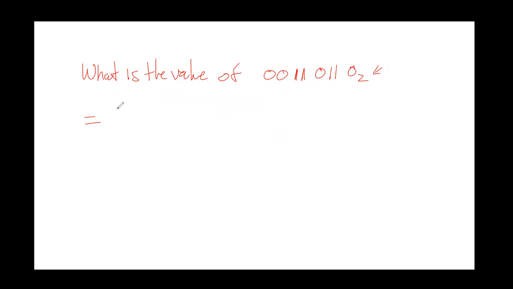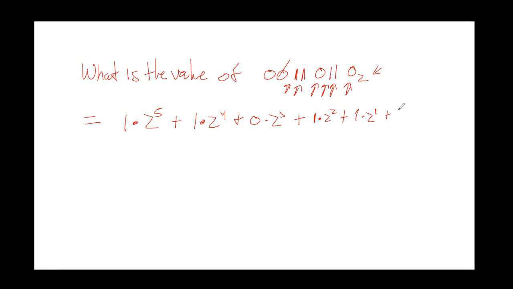Starting at, we'll just simply skip the 7 and 6 digit and go to the 5th digit. This is 1 times 2 to the 5, plus 1 times 2 to the 4, that's the 4th digit, plus 0 times 2 to the 3, plus 1 times 2 to the 2, plus 1 times 2 to the 1, and then our last digit, plus 0 times 2 to the 0.